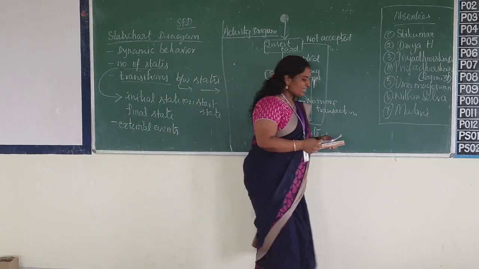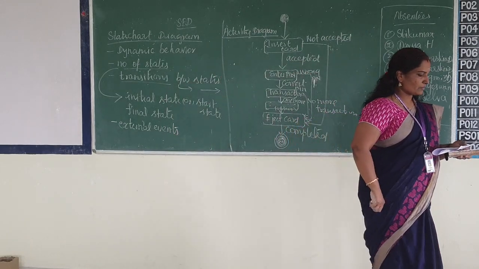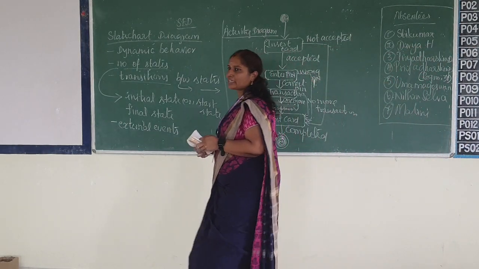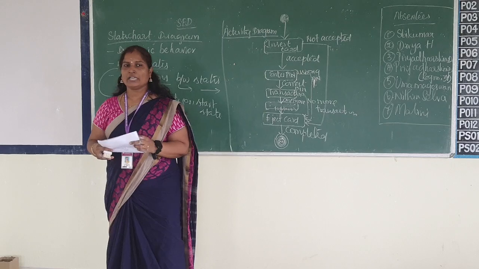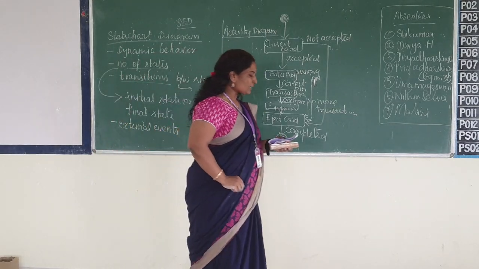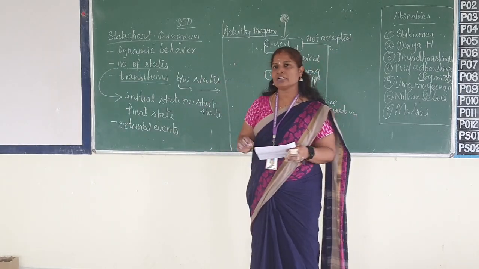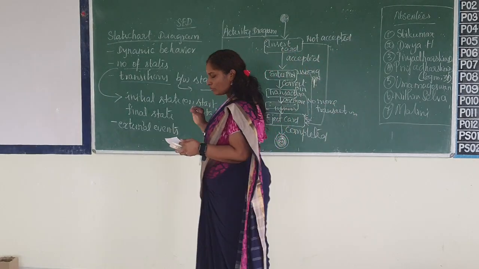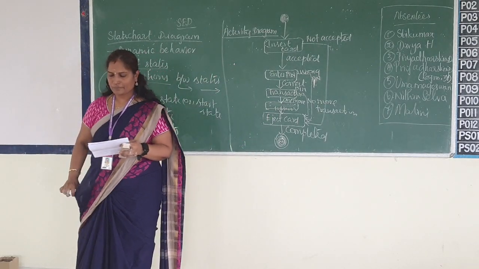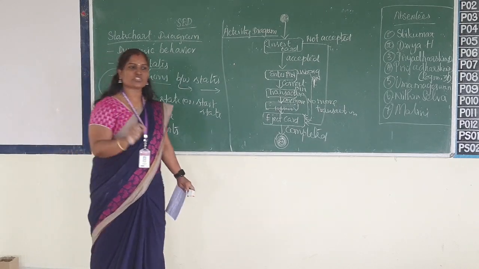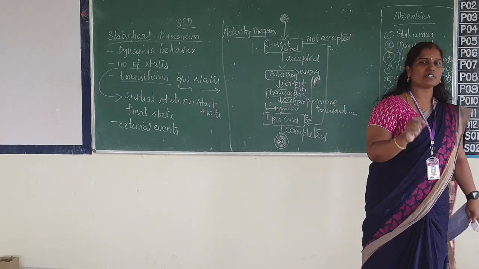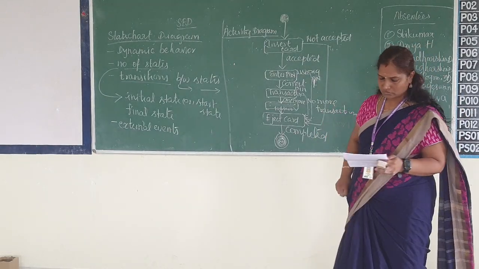Activity diagram. It describes the behavior of the system in terms of activities. Activities are modeling elements that represent the execution of a set of operations.